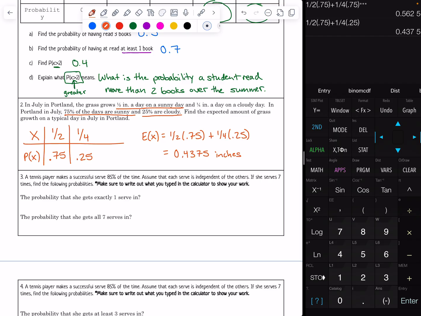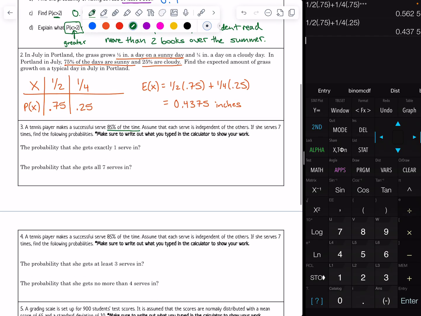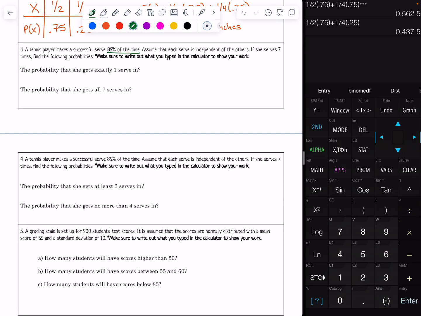3 says a tennis player makes a successful serve 85% of the time. So the probability that they can make that serve is 85%. Assume that each serve is independent of the others. If she serves 7 times, find the following probabilities. The probability that she gets exactly 1 serve in. So this is a binomial distribution because she either gets the serve in or she doesn't. There's an equal likelihood of her getting every serve in, and they're independent of each other.